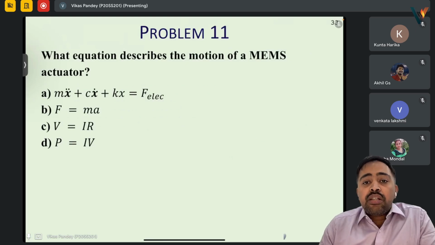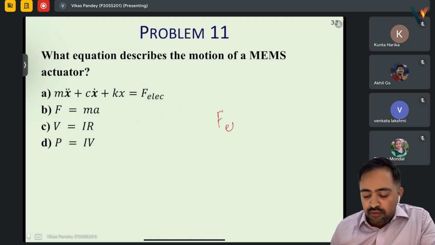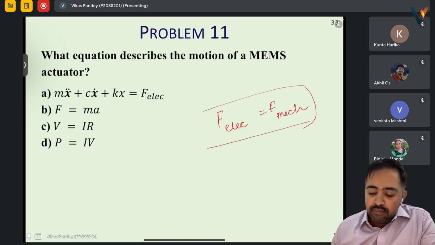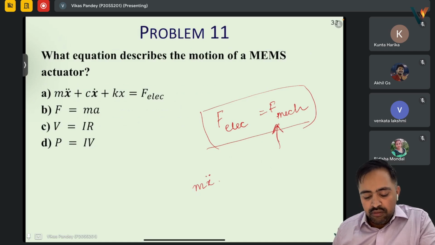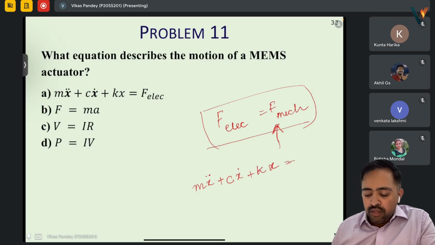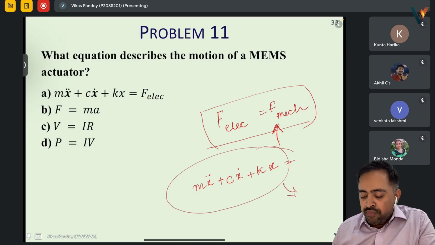What equation describes the motion of a MEMS actuator? We saw that electric force and mechanical force should be equal to understand the motion of a MEMS actuator. Mechanical force is given by M x double derivative plus C x single derivative plus kx. So we are saying that this is equal to F electric. So what will be the correct answer?